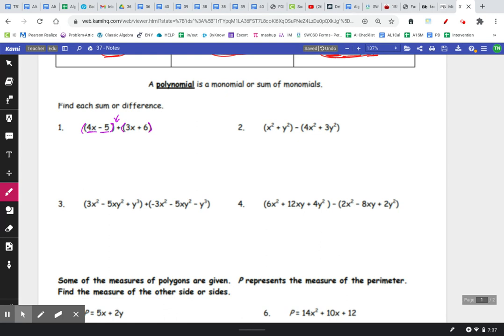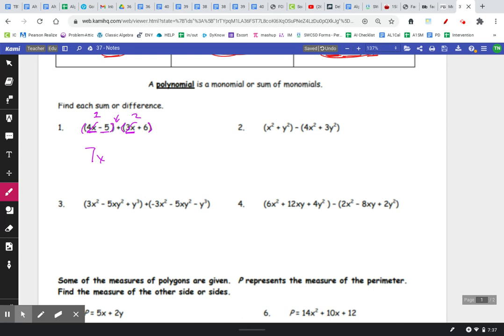I'm essentially just combining like terms from polynomial 1 to polynomial 2. Well, what's alike? I see 4x and I see 3x. Those are like terms. You learned that in middle school, what like terms were. I'm going to combine them, and it says to add. 4x plus 3x is 7x. I'm done with this.